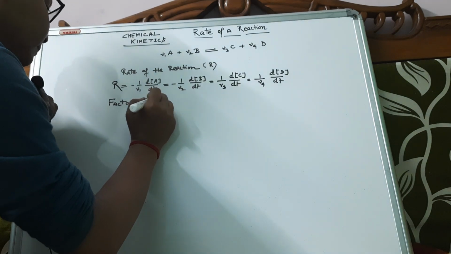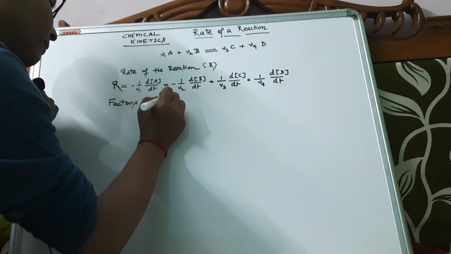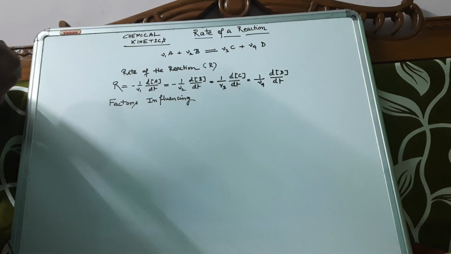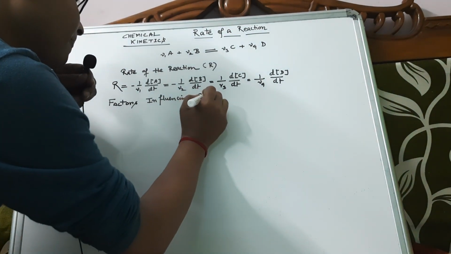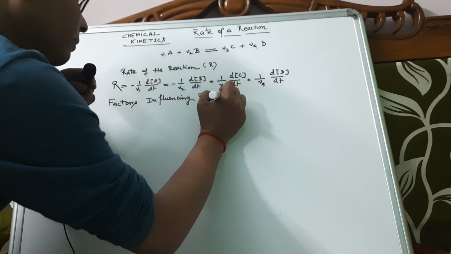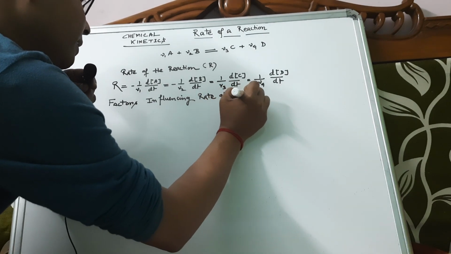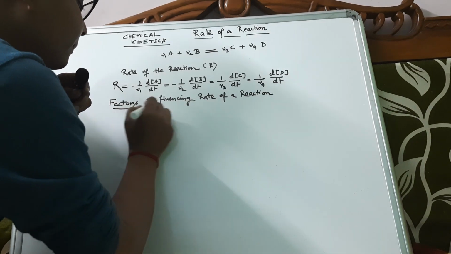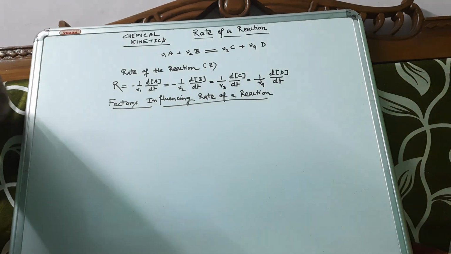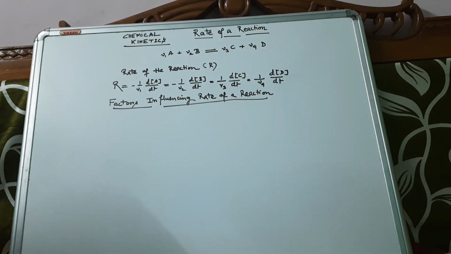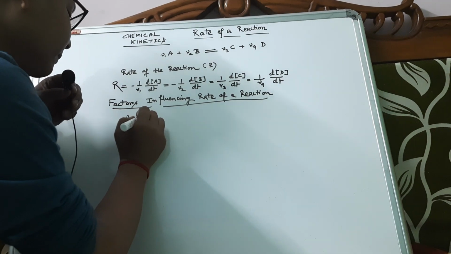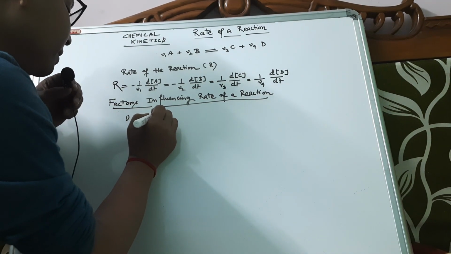Factors influencing the rate of a reaction. I am not explaining elaborately, I only write the factors. Number one, concentration of the reactant.